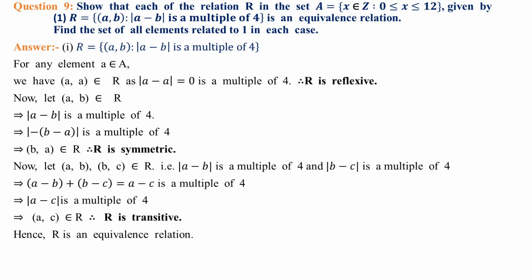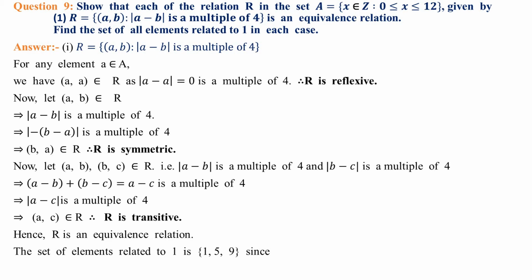Okay. The next question: find the set of all elements related to 1 in each case. Okay, so we have to find the set of numbers related to 1. First check, the set of elements related to 1 is {1, 5, 9}. Why 1, 5, 9? First of all, check 1 minus 1. So 1 minus 1 is equal to 0, and 0 is always a multiple of 4.